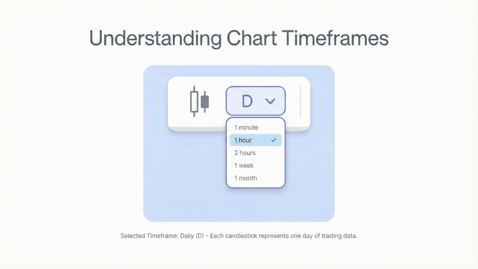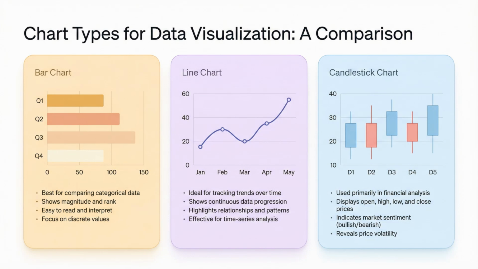If you switch to a 1-hour view, each candle represents 60 minutes of action. The platform offers micro time frames like 1 minute for scalping, all the way up to weekly and monthly candles for macro-level investment analysis. The platform also lets you change the visual representation of price.